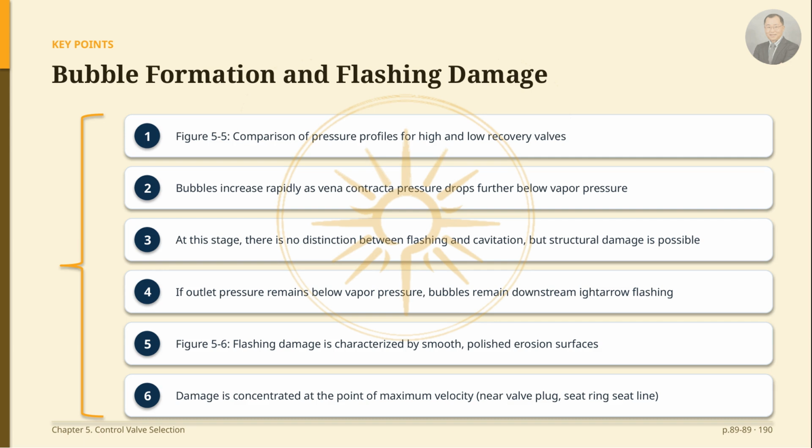Flashing can cause serious erosion damage to the valve trim parts and is characterized by a smooth, polished appearance of the eroded surface, as shown in Figure 5.6. This damage is typically most severe at the point of highest velocity, which is usually at or near the seat line of the valve plug and seat ring.